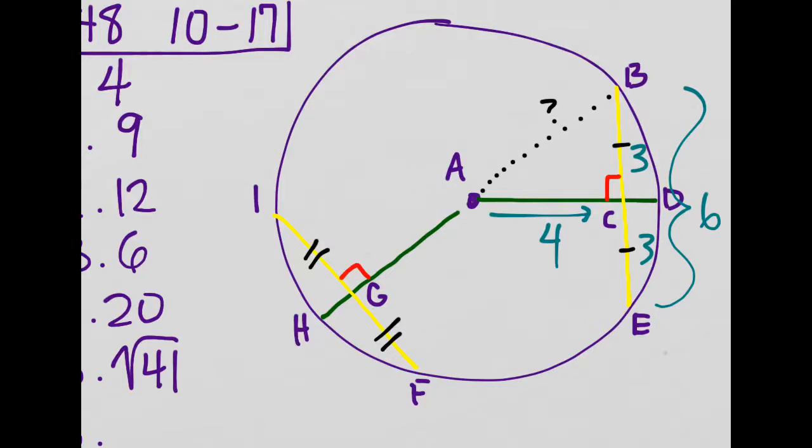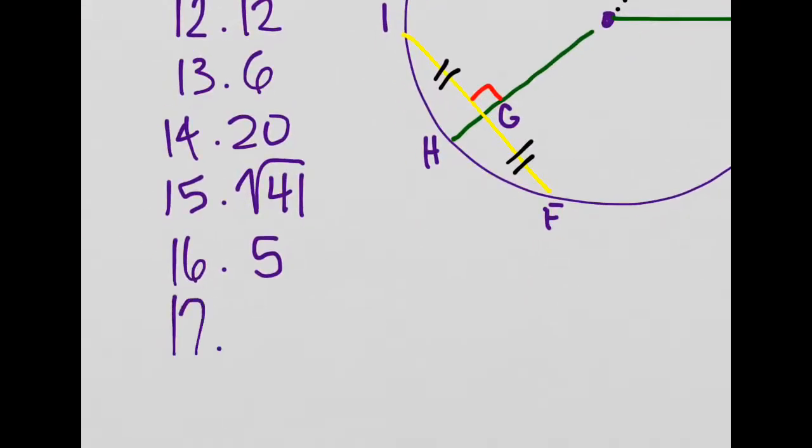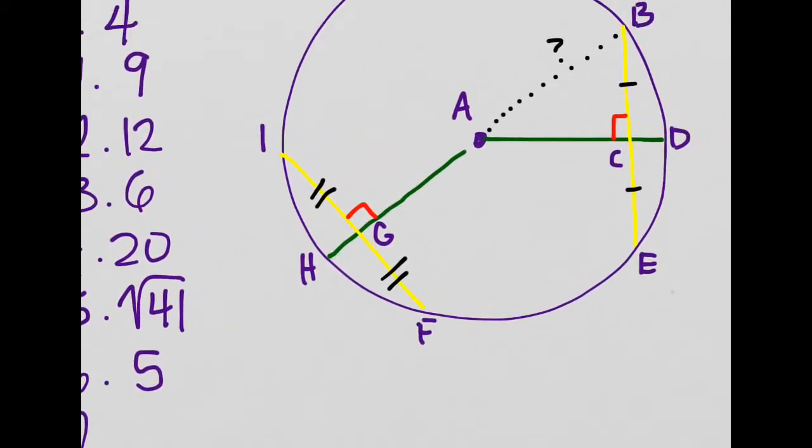Praise the Lord. We have a very nice right triangle, and it's a 3, 4, 5. We can use the 3, 4, 5 because 3 is one of the shorter lengths. So we can just come over here and say that this is 5. All right, number 16 was 5. We are on to our last one, number 17. We need to find HF.